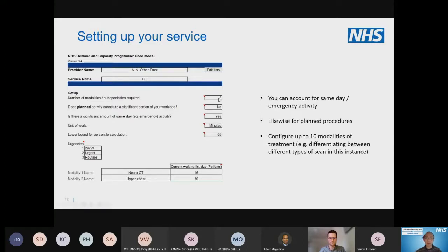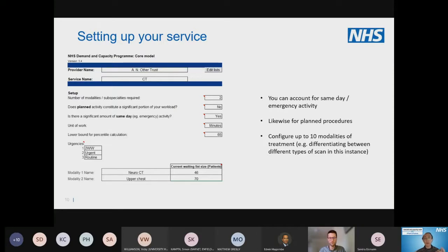So you could put in up to 10 of these, and that gives you the flexibility to go through different types of interventions that you might want to look at. And you can also account for planned or same-day activity, and that's some of the carve-out. So going back to what David was saying, if you need to have carve-out, you can then see how much you're actually using or you need to provide. And you can also highlight how much headroom you need to provide, because with any service, you need a certain amount of headroom to account for variability in order to have the resilience necessary to account for peaks and troughs in your demand.